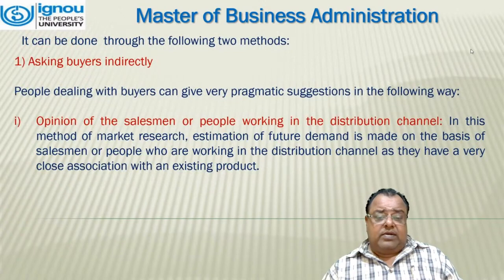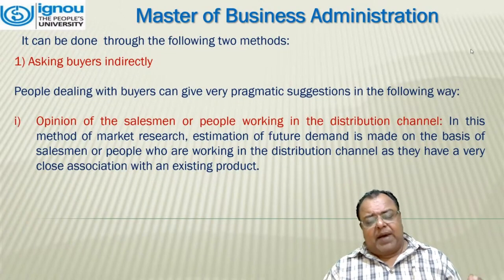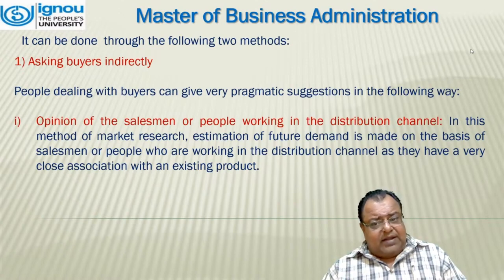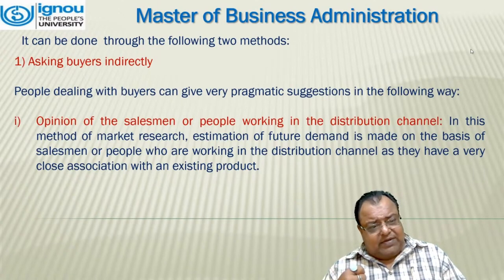This can be done through two methods. First one is asking buyers indirectly. How can this be done? People dealing with buyers can give you very pragmatic suggestions in the following ways. First of all, start with the opinion of the salesmen or people working in the distribution channel.